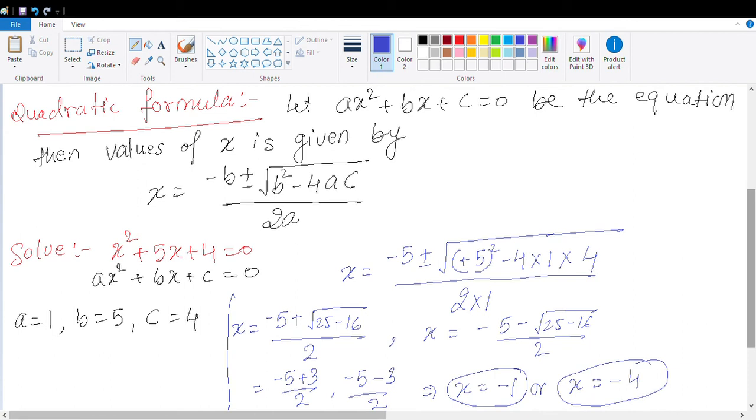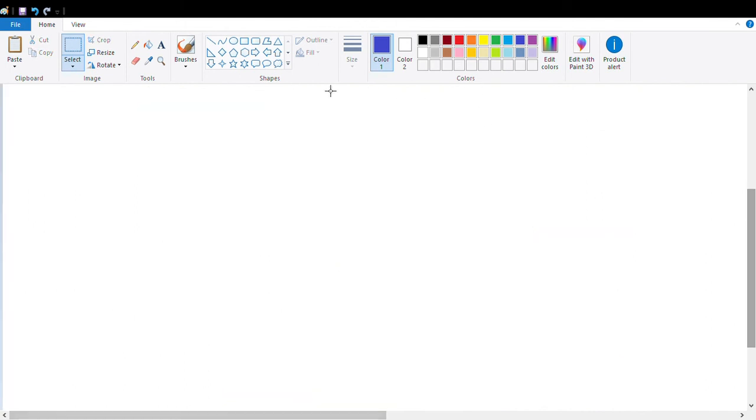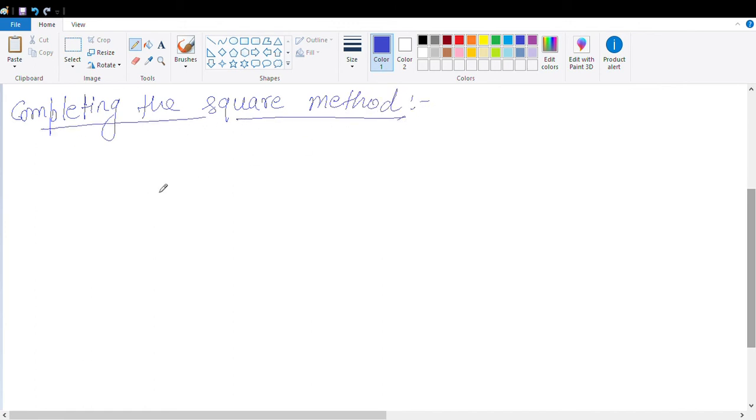Okay, now I'm going to tell you about the completing the square method. Please try to understand that. Completing the square method. Okay, so for example, suppose it is 3x square plus 6x plus 5 equal 0.